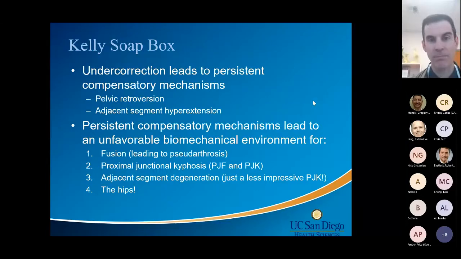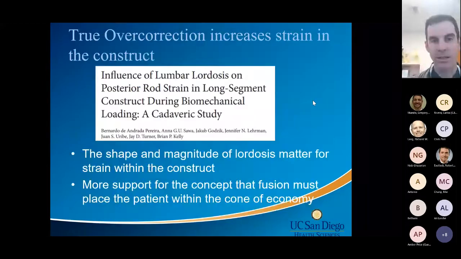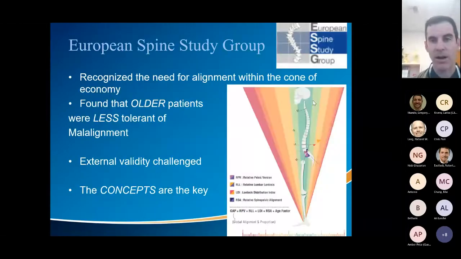There's very few papers written about this topic, but this is one that was in Spine Deformity Journal by Woo-Jin Cho, showing that the adjacent segment forces do go up as you retrovert your pelvis to compensate for a flat spine. So there's a little bit of evidence out there to support this idea. True overcorrection also increases strain on the construct because they bend forward to try and put their head in the middle. And this all supports the concept that fusion must put the patient in the cone of economy.